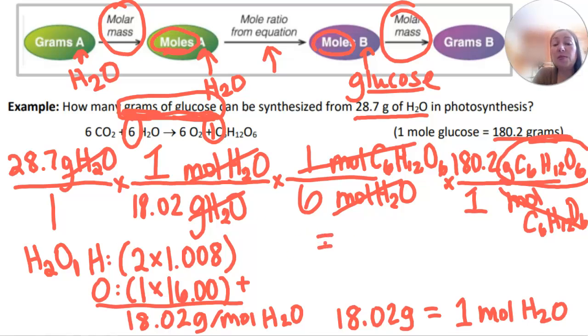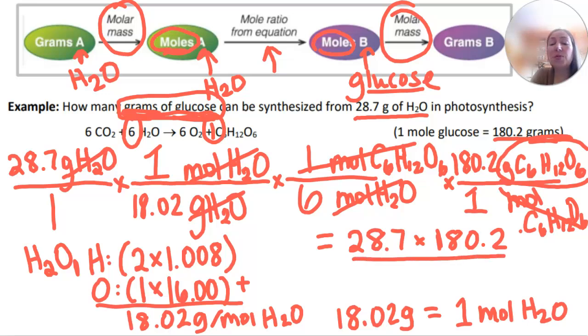So when we do all that, what are we doing in our calculator? Well, we're taking essentially 28.7. I won't put the times 1 because that won't really change anything. Anything multiplied by 1 is still itself, right? So we've got 28.7 times 180.2 on our numerator. In our denominator, we have 18.02 times 6.